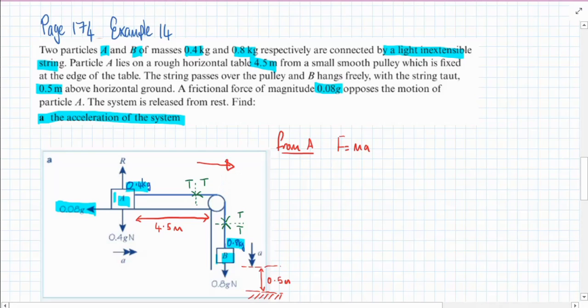Because of that, this force here, this tension, must be bigger than this frictional force. So using those to help me, tension, take away the frictional force of 0.08g, must be equal to the mass of the object, mass of A, multiplied by its acceleration, which I don't know, so I'll call it a.